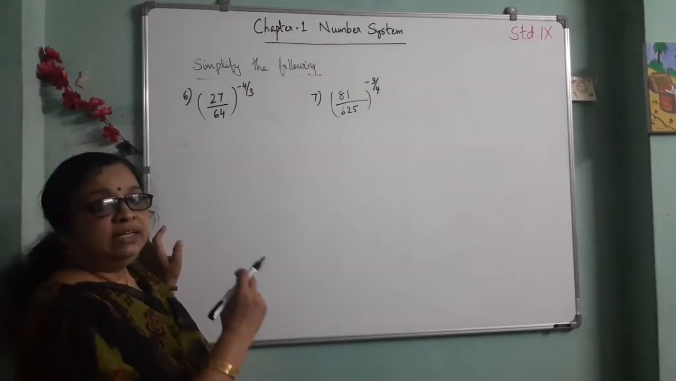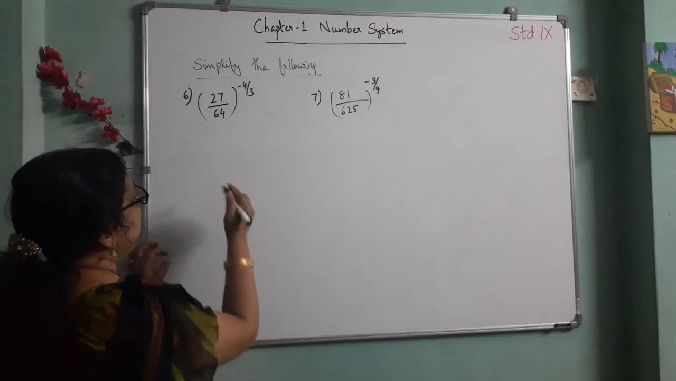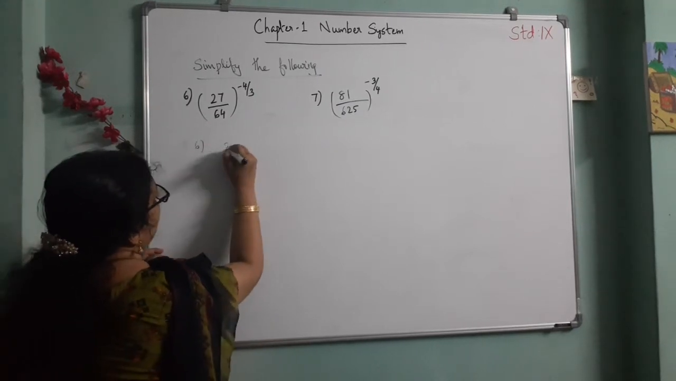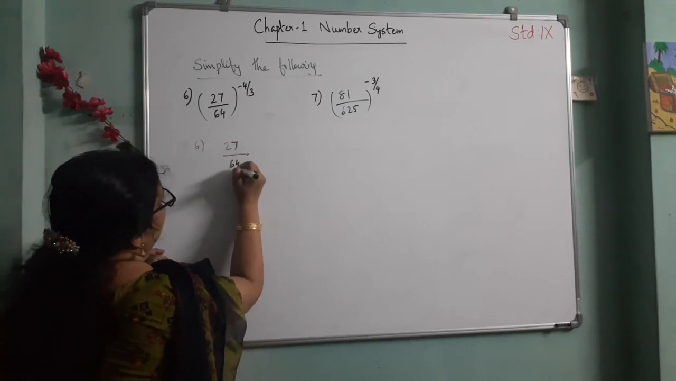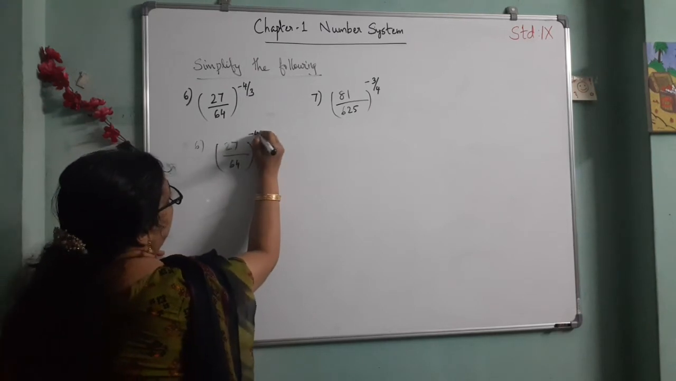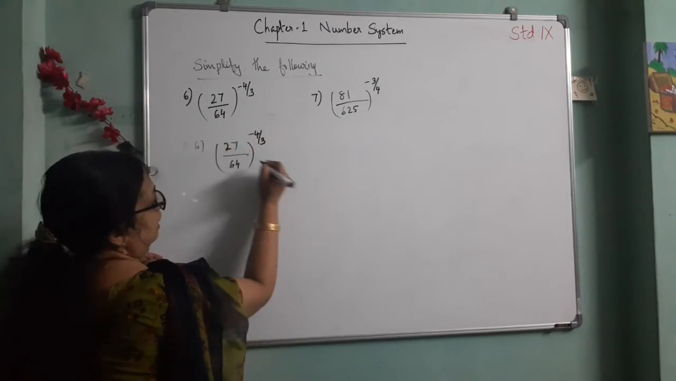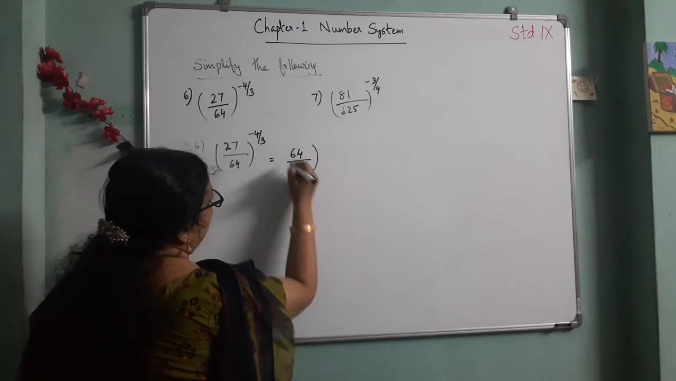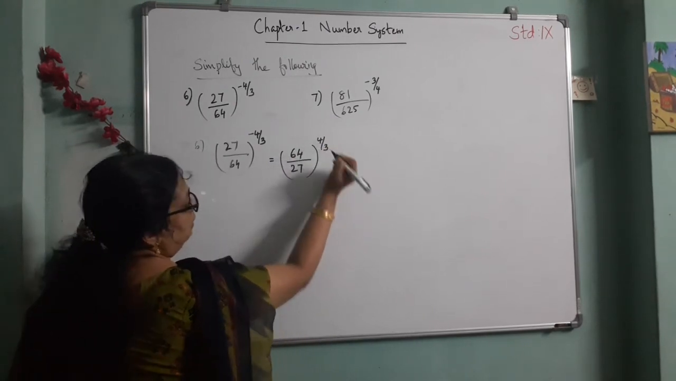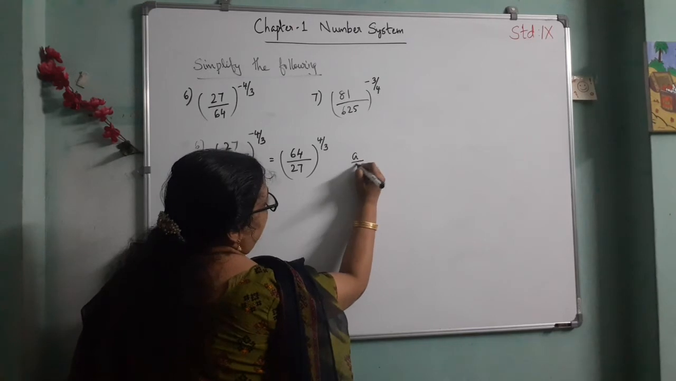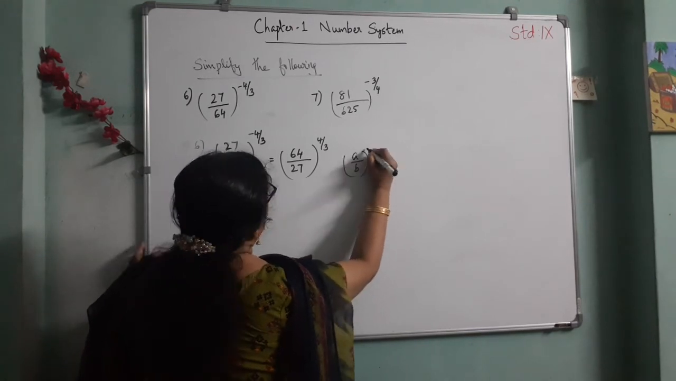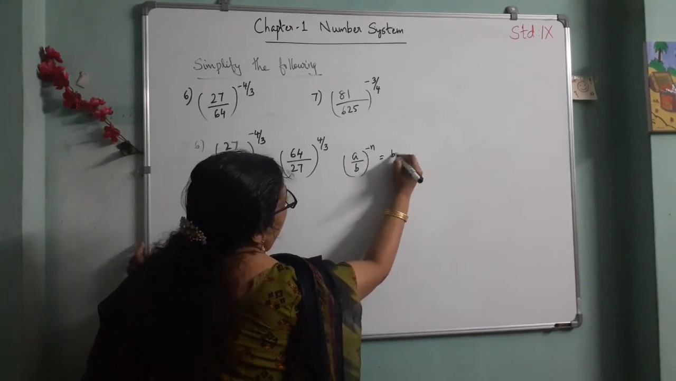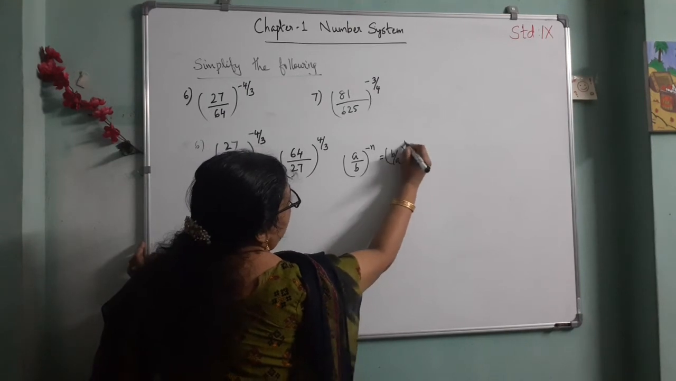Okay. Then next, simplify the following. Sixth question is (27 divided by 64) the whole raised to minus 4 by 3. And this can be written as (64 divided by 27) the whole raised to 4 by 3. That is, (a by b) the whole raised to minus n is equal to (b by a) the whole raised to n.